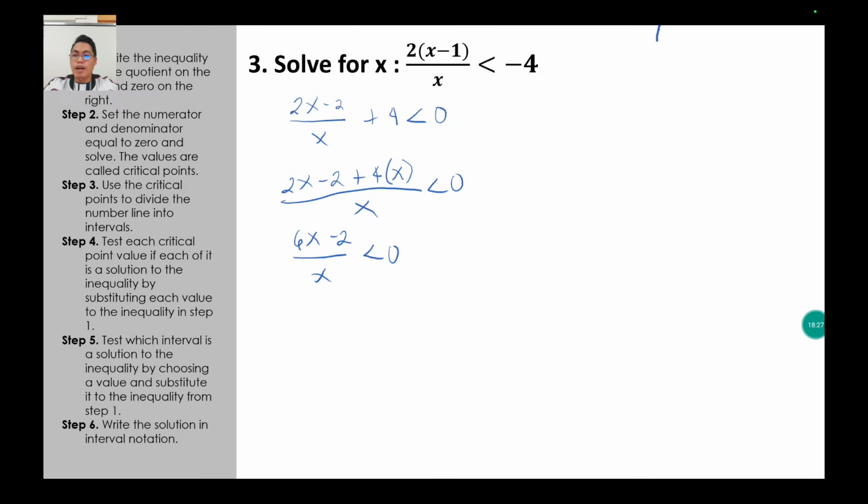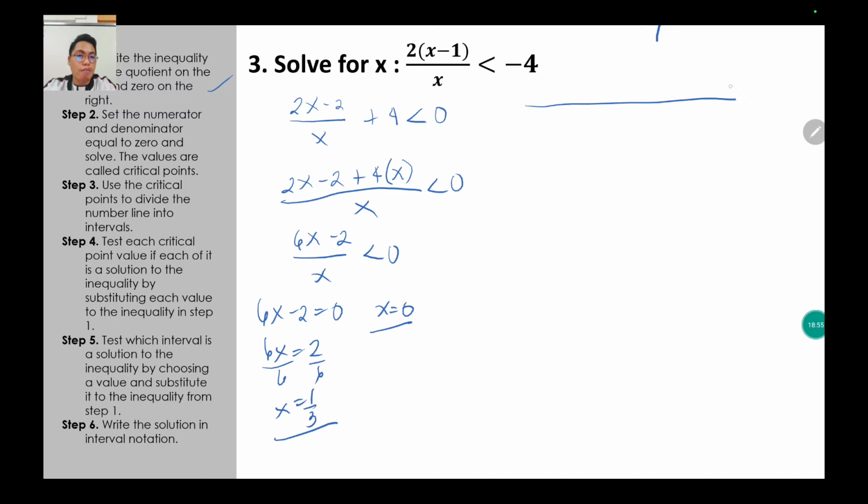So we are done with the first step. Second, we set the numerator 6x minus 2 equal to 0. That's actually 6x equals positive 2. So divide by 6. So x is equal to 1/3. In the denominator, set it to 0. So yun na siya. 0 na siya. Hindi na tayo magsusolve. So these two will be our guide for the number line.